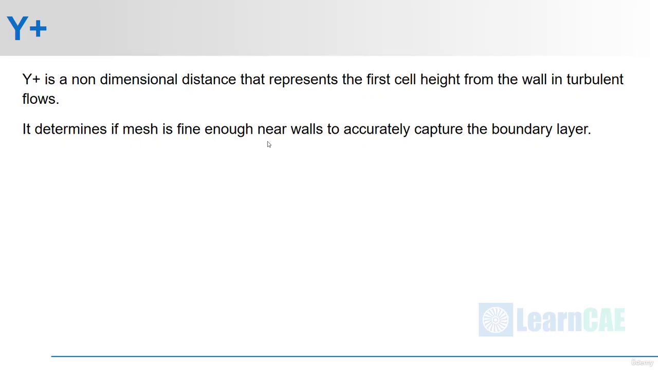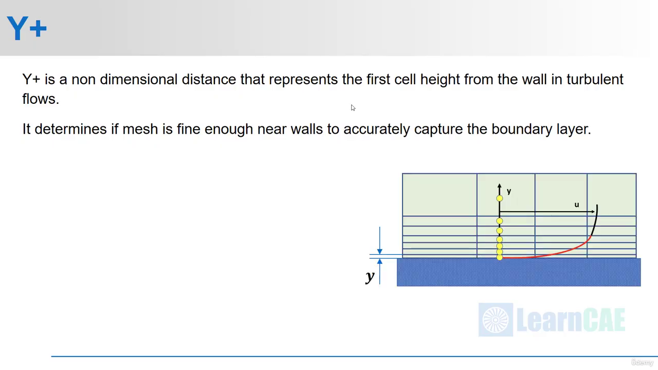Hello everyone, welcome back. In this lecture, we shall see what is Y plus and different types of turbulence models. Y plus represents the non-dimensional distance or height of the first cell from the wall boundary. It determines if the mesh is fine enough near the walls to accurately capture the boundary layer. Okay, we shall see in detail.